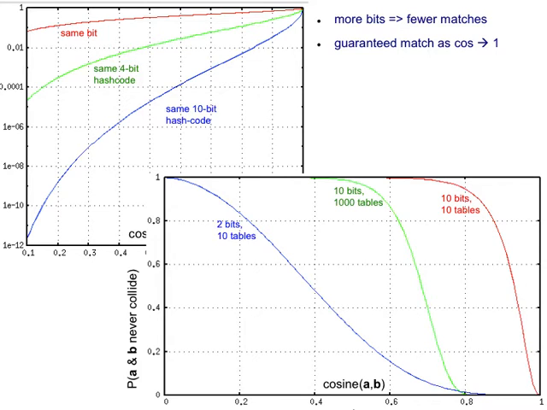Now, what if I wanted to make sure that I find all the documents with a cosine of 0.8 as near duplicates? What if I wanted to make sure that they land in the same hash table bucket? Well, if I take 1,000 tables, I can achieve that. I take the same 10-bit hash codes, I take 1,000 tables.